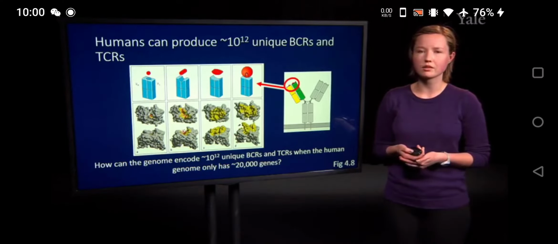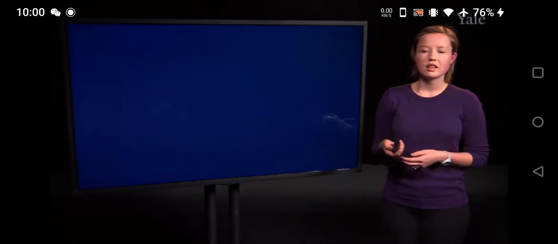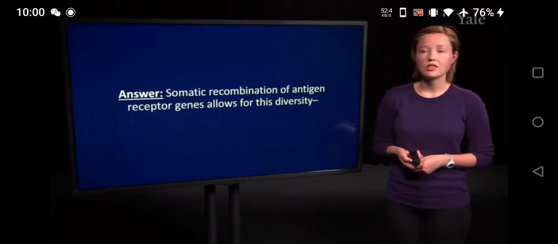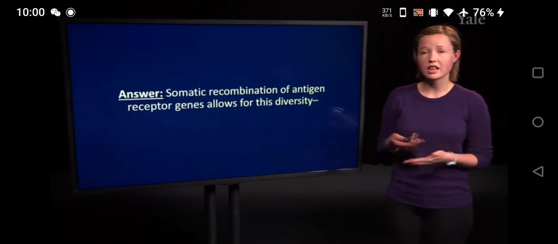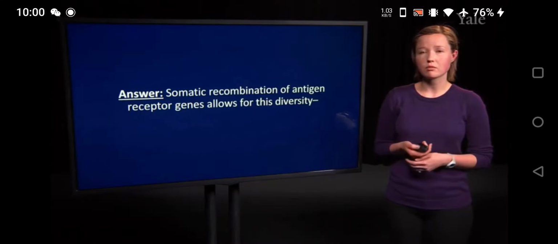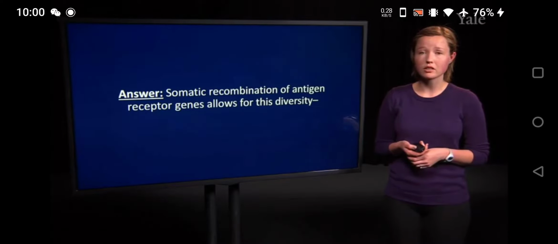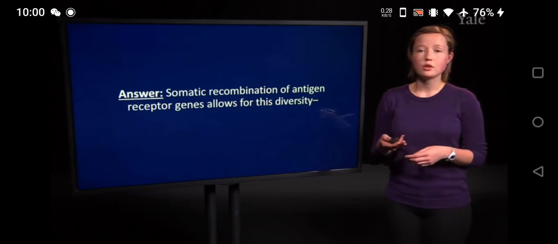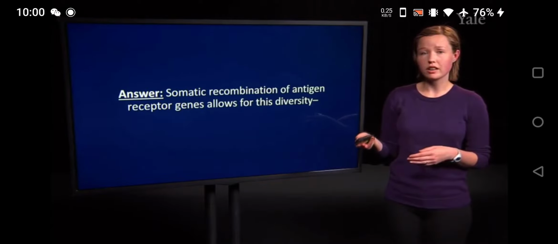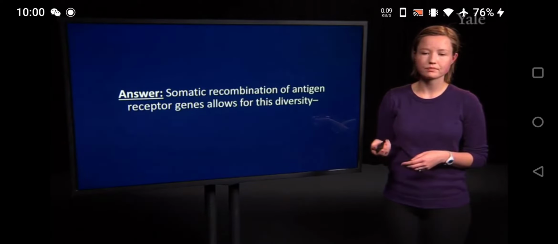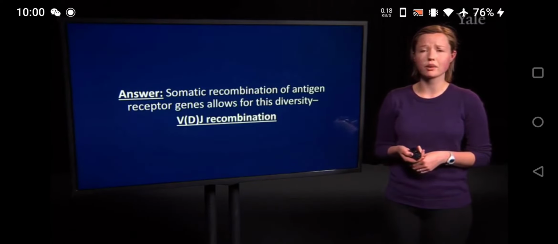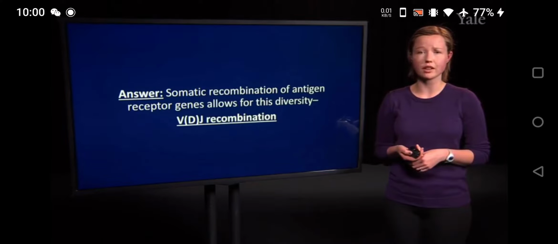The answer to this is using somatic recombination. By generating these lymphocyte antigen receptors using combinatorial diversity, instead of using genes that are already encoded in the genome, these T cell receptors and B cell receptors can be extremely diverse. And this is mediated by a process referred to as VDJ recombination, which we will go into now.